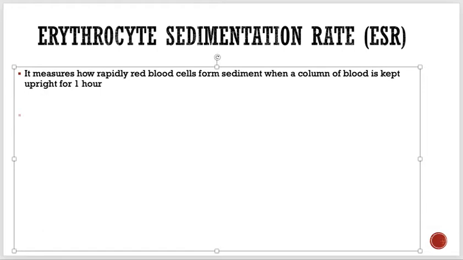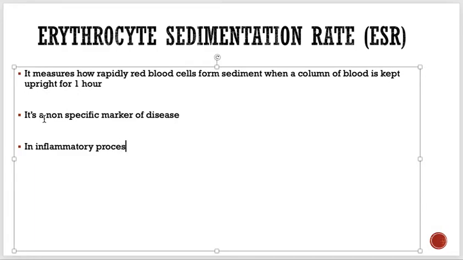Remember, it's a non-specific marker of disease, right? And why do we measure that? In inflammatory processes, whenever there is any inflammation going on in the body, there is more and more formation of proteins in the blood, which we call plasma proteins.